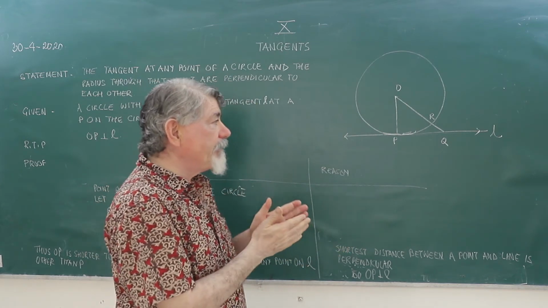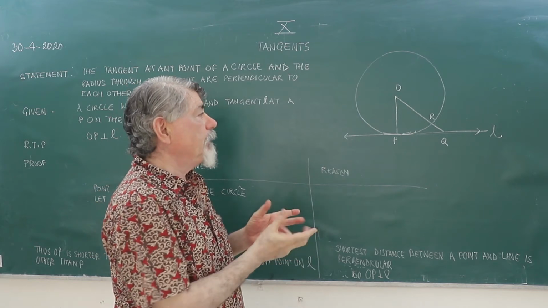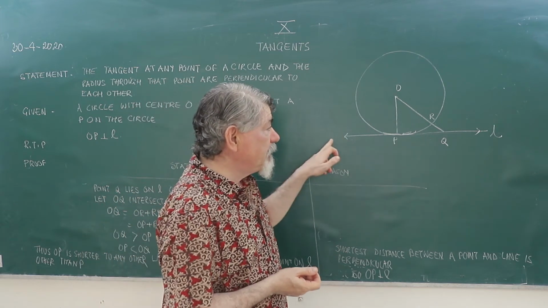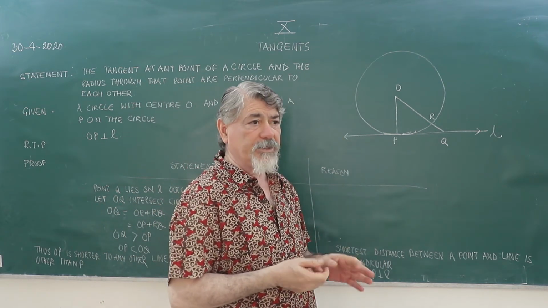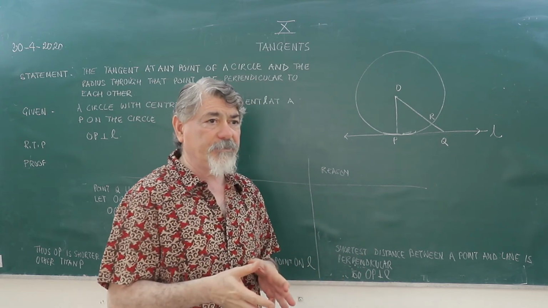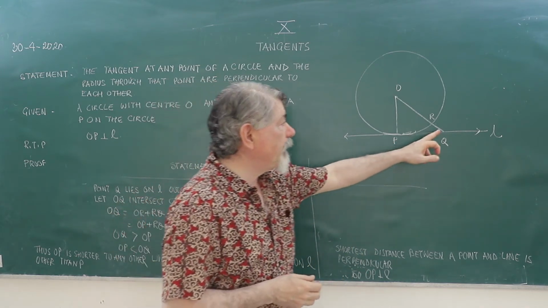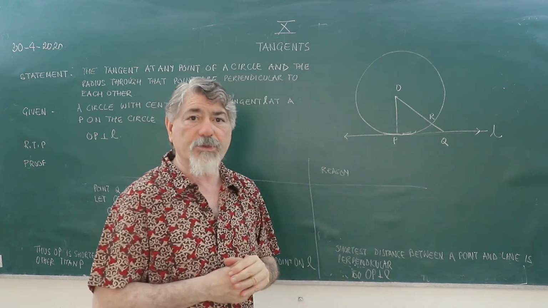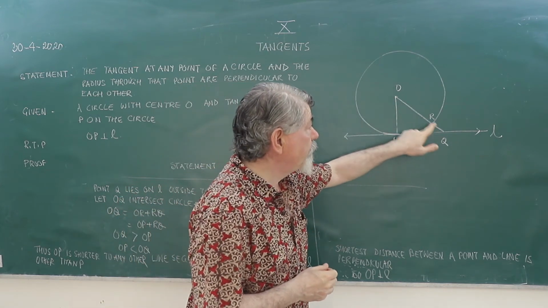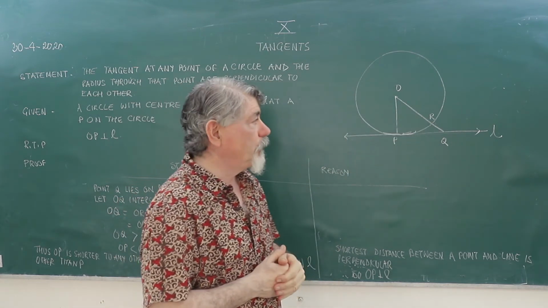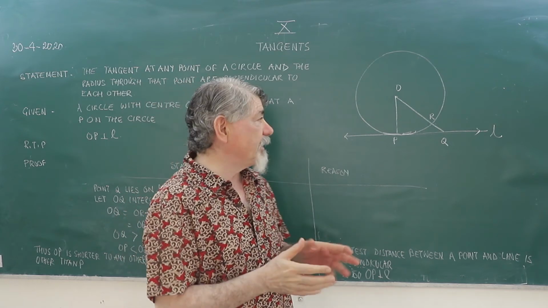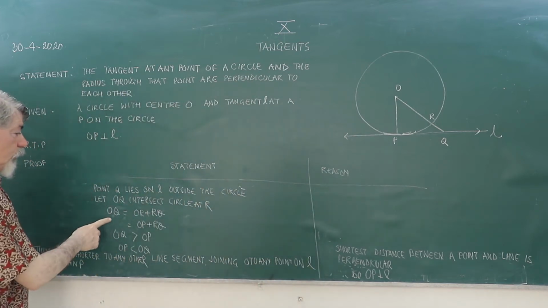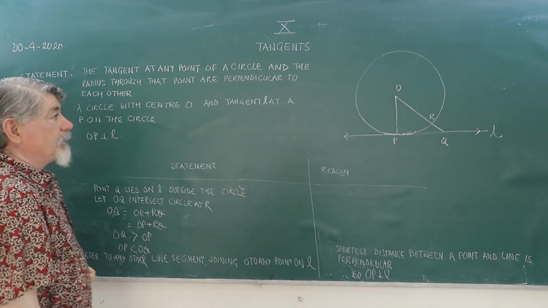Q could be taken anywhere on the line except on P, because P is a single point, because the tangent touches the circle at one point only. So we cannot take other points at P. Q can be anywhere on this line, and I join O to Q. Then OQ will be equal to OR plus RQ. OQ consists of two parts, one part is OR, the other part is RQ.